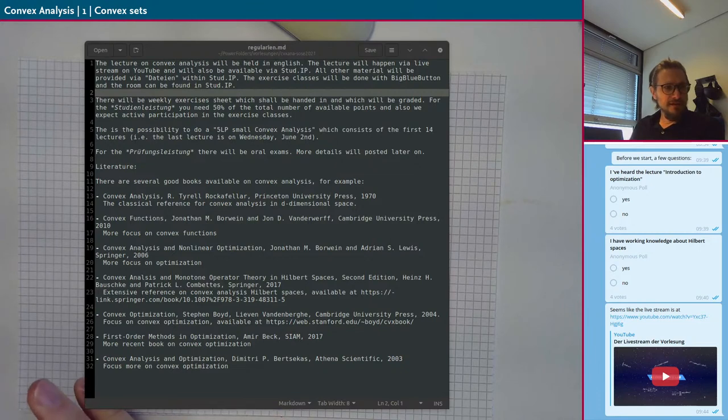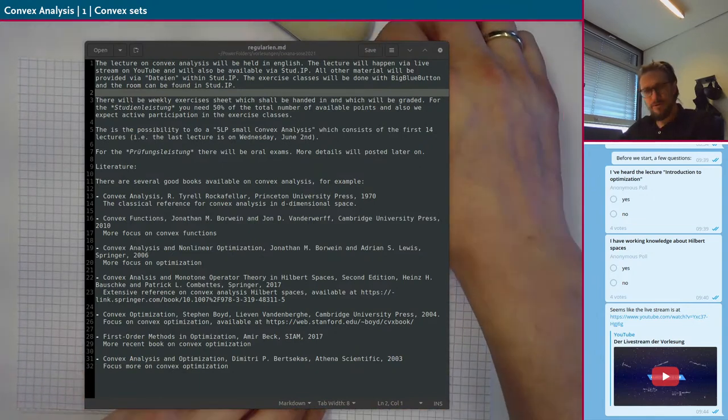Even more recent, there's a book, First Order Methods in Optimization, by Amir Beck. It's not exclusively about convex optimization, but mostly. And another classic is Convex Analysis and Optimization by Bertsekas. So these are all books which you can use as a reference during the lecture.